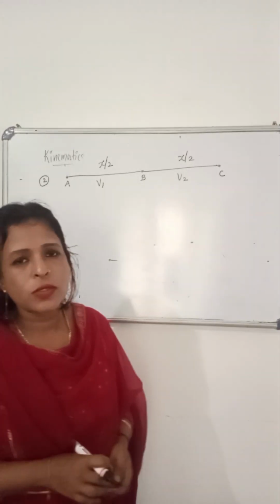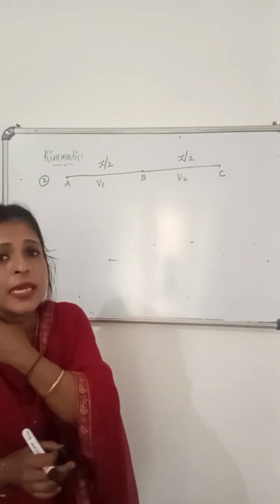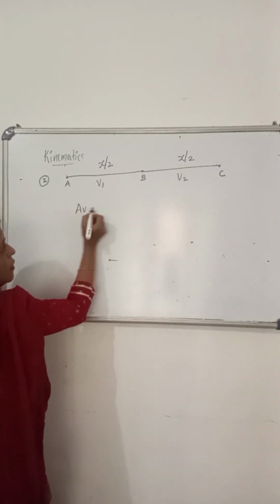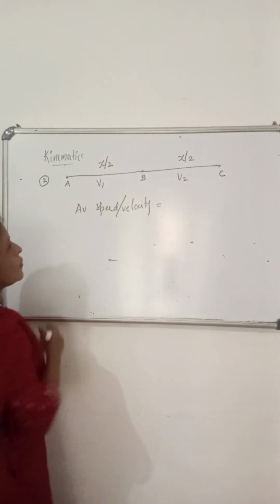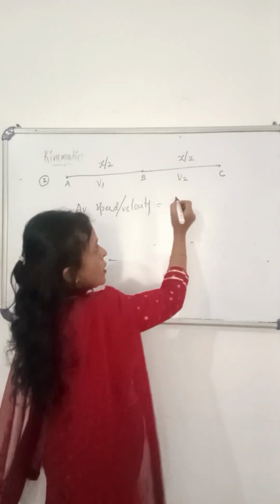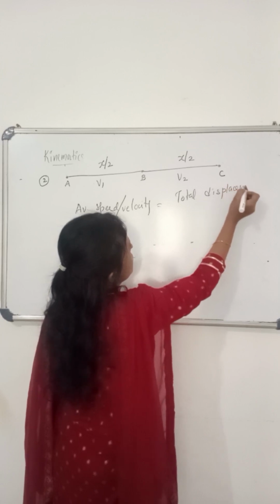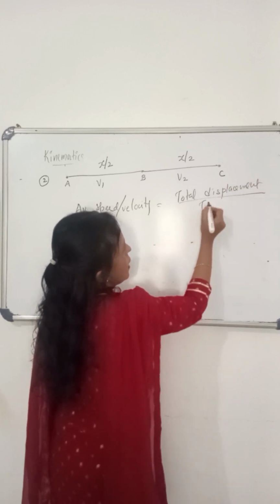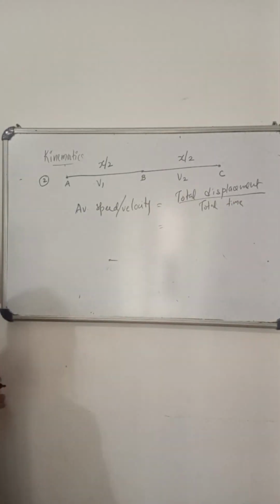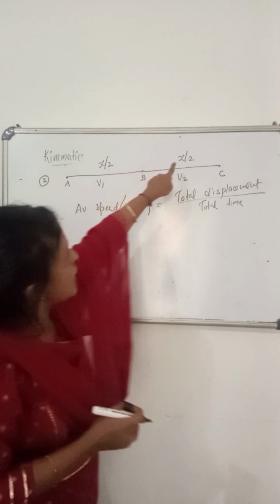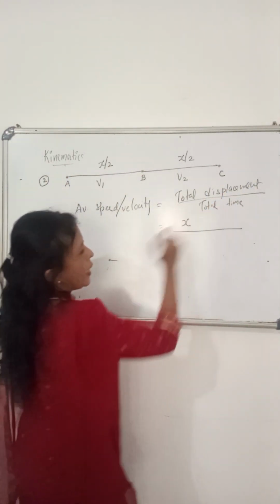In this case, the displacement is not equal to 0, so average speed is equal to average velocity. First, to find the average speed or average velocity, we know the equation is the total distance or displacement, in this case both are the same, divided by total time. What is the total displacement here? Here x by 2, here x by 2, totally x, divided by total time.